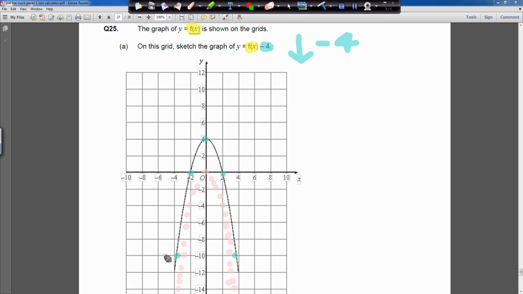So this black line here, the original graph, will go onto the pink. If you just join this up yourself, please, that is where the graph will move down to. It will move down by 4 in each place. Okay, sorry about that, folks. Right, let's clear this page and move on to the last part of the question.